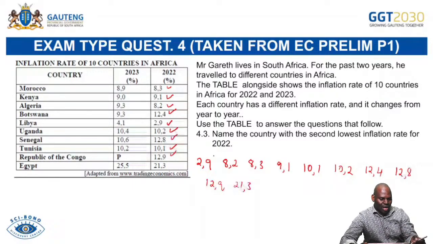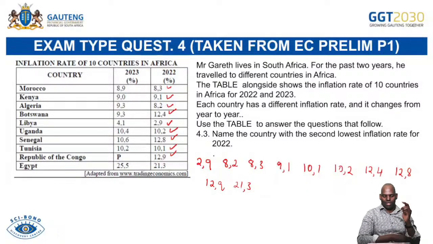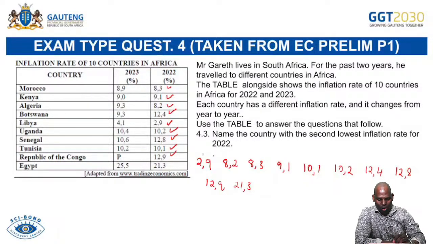And then I've got 21.3. Initially, I had 1, 2, 3, 4, 5, 6, 7, 8, 9, 10. So I've written down all of them. Then they say the second lowest. Lowest means the smallest. So this will be the first lowest, and this will be the second lowest. So 8.2 is the second lowest. It's very important that you know these terminologies as well.